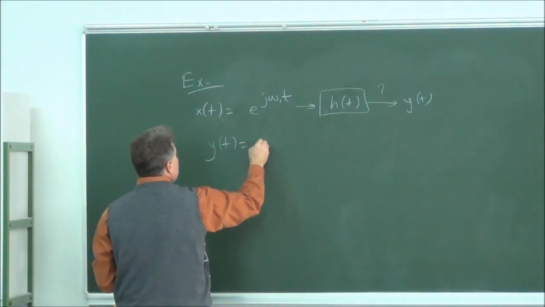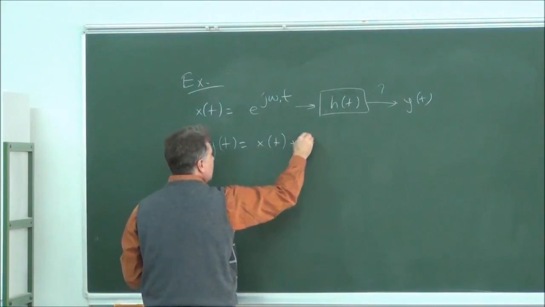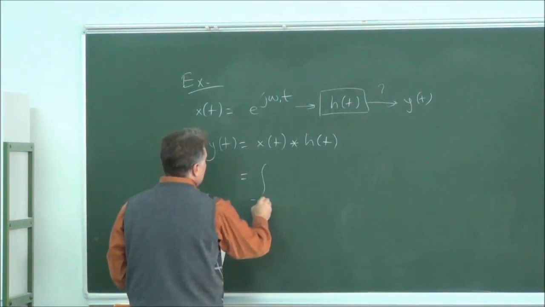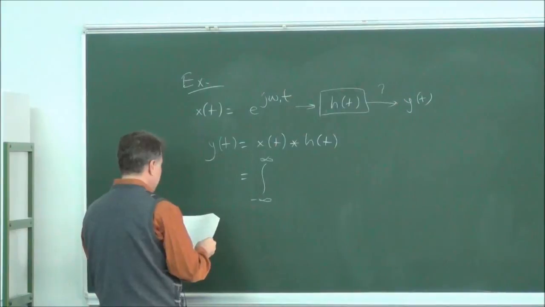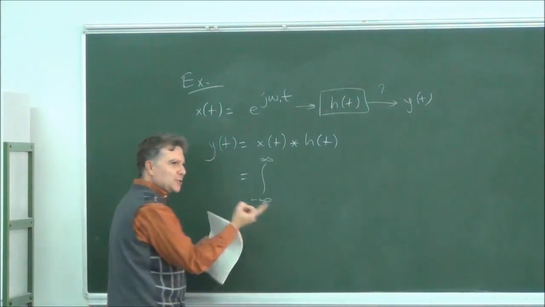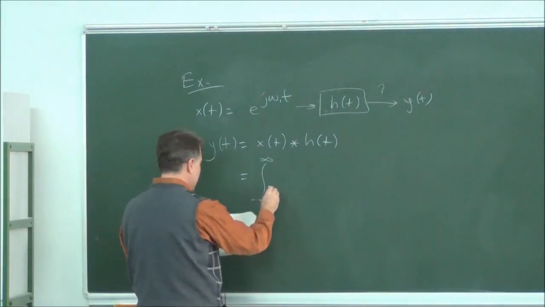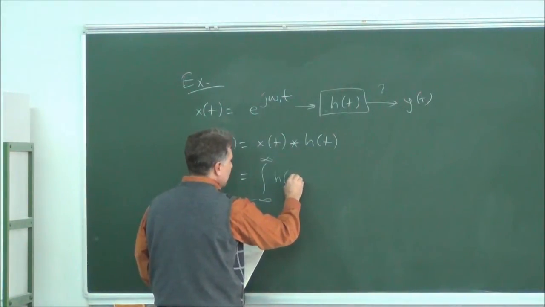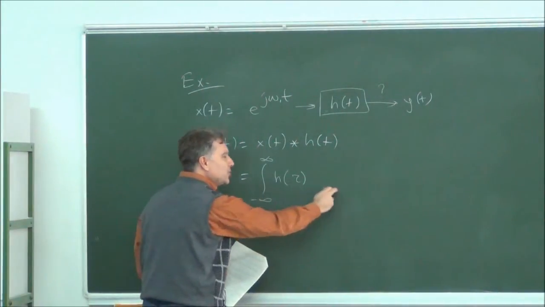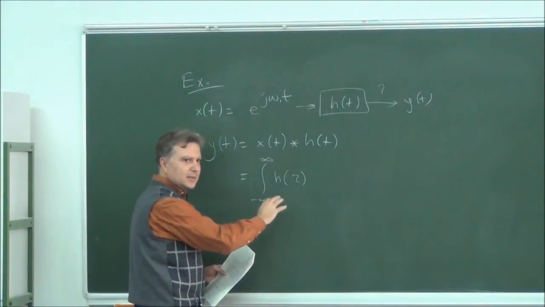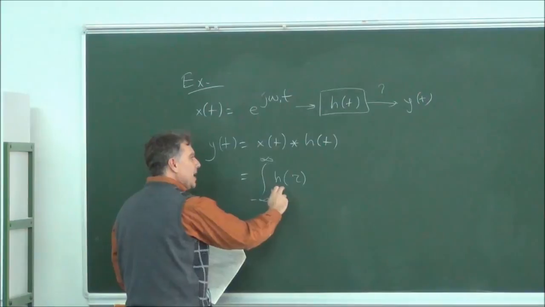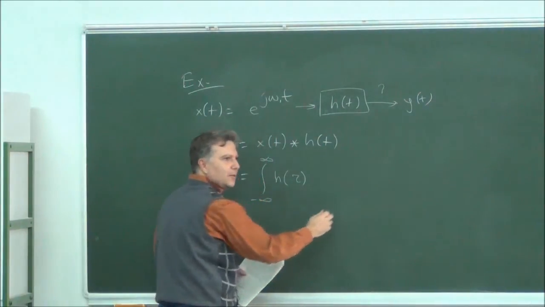Y of t is x of t convolution h of t, which is from minus infinity to infinity. I will use h of t convolution x of t. I'll try to interchange because I want to leave h of tau as it is. Normally I would write x of tau h of t minus tau, right? Do you remember that? That's the convolution. X of tau h of t minus tau d tau. I'm writing it as h of tau x of t minus tau d tau. It's the same.